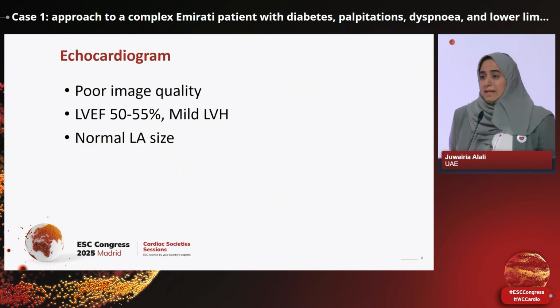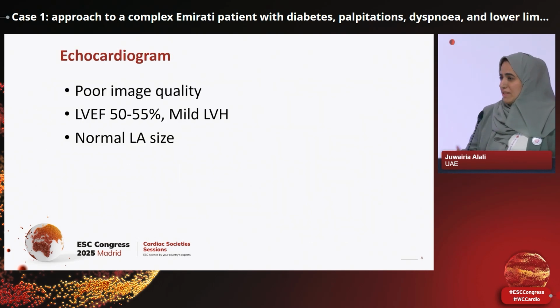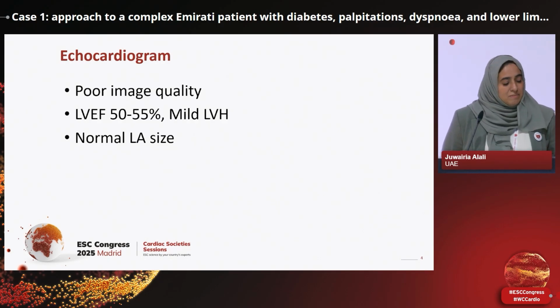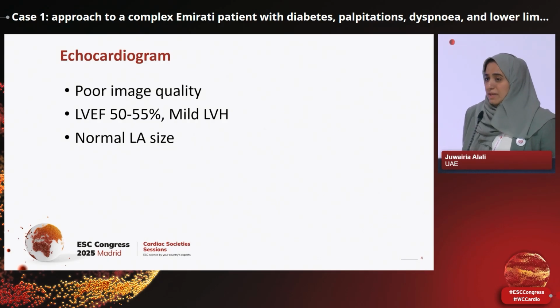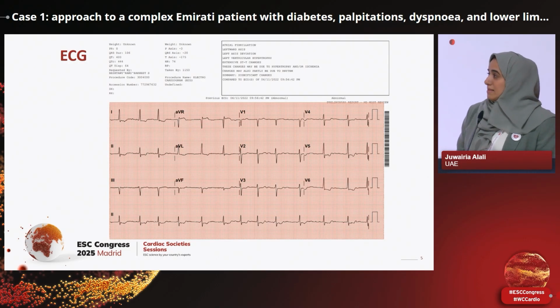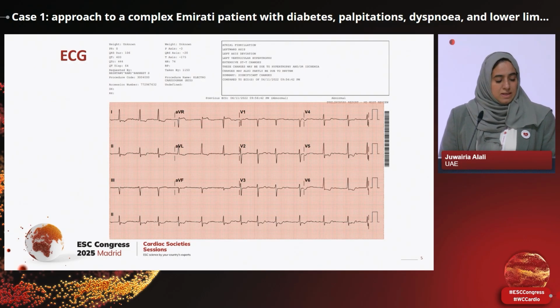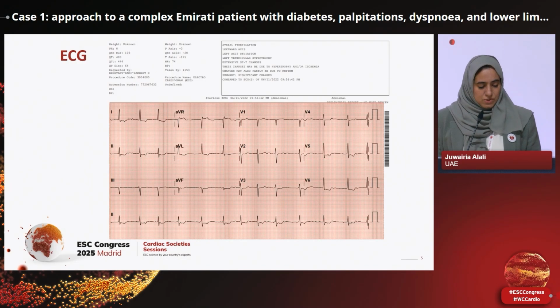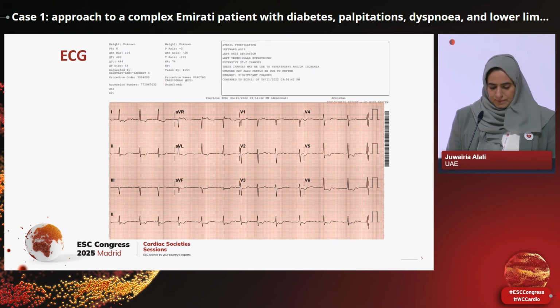So he did get an echocardiogram done, but because he's obese, the image quality was bad, so I didn't want to show you a bad image quality. But it was preserved ejection fraction, 50-55%, with mild LVH, but of note, normal left atrial size. And this is his ECG. So as you can see, he has atrial fibrillation with a controlled rate, and he does have diffuse ischemic changes. So you see this ST depression with T inversions all through.